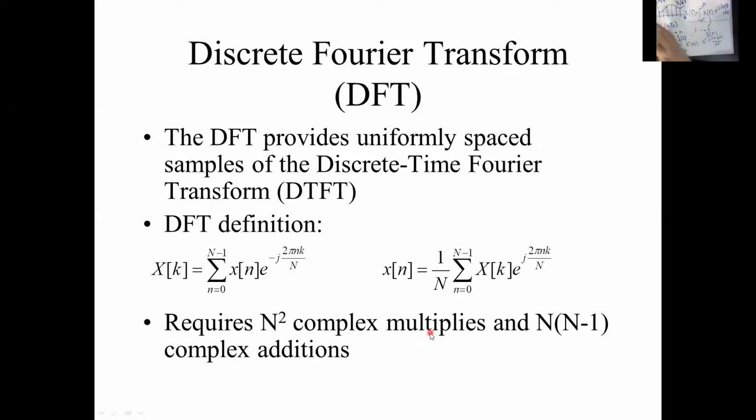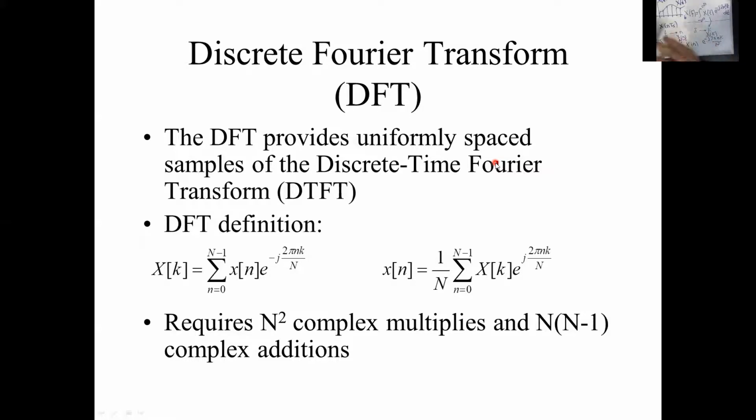The main drawback related to the DFT is the complicated computational resources or operations needed. In order to perform a DFT process, you need to make N squared complex multiplications and N times N minus 1 complex additions.